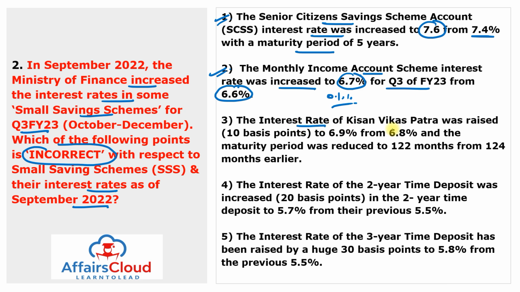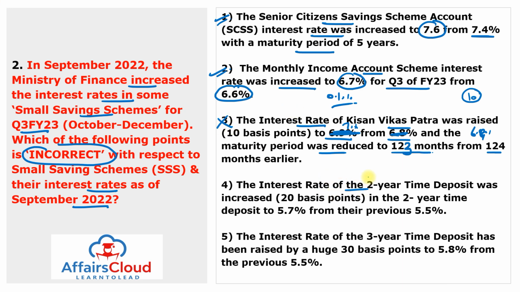Next is the interest rate of Kisan Vikas Patra was raised to 6.9% from 6.8% and the maturity period was reduced to 122 months from 124 months earlier. This statement is wrong statement because the interest rate of the Kisan Vikas Patra was raised by 10 basis point to 7%, not 6.9%. Earlier it was 6.9%. So now it is 7%. And the maturity period was reduced to 123 months. Earlier it was 124 months. So this statement is now wrong statement.